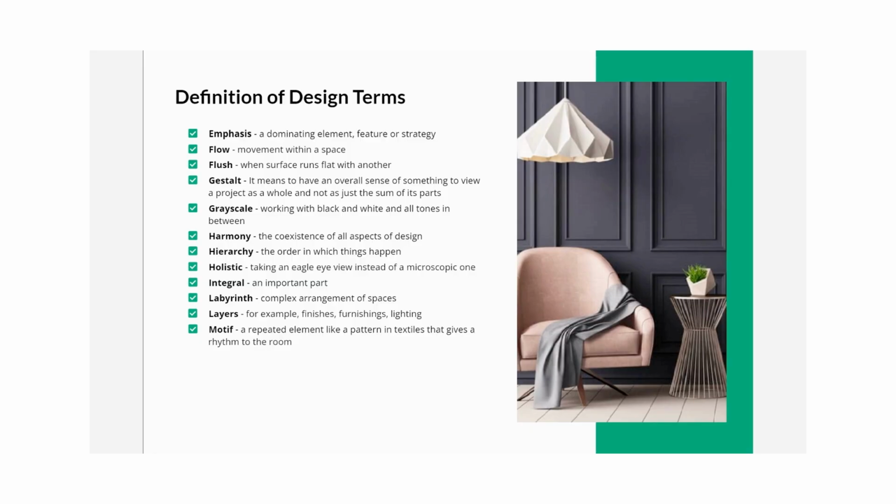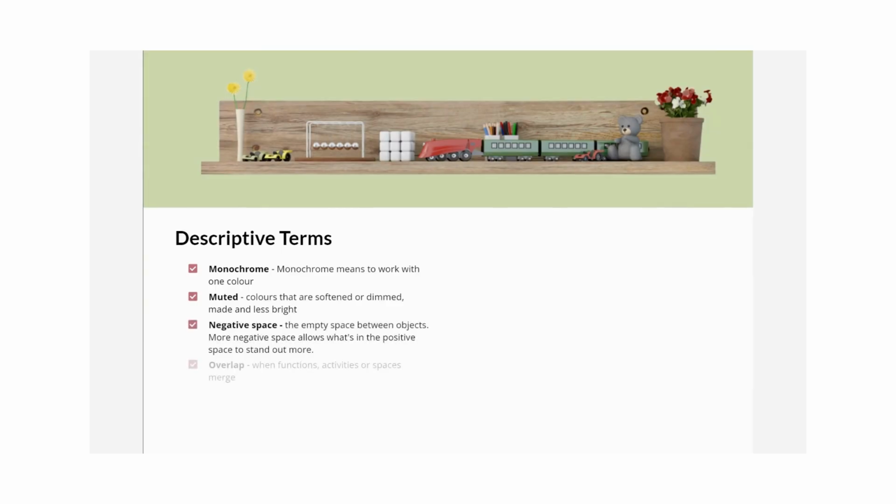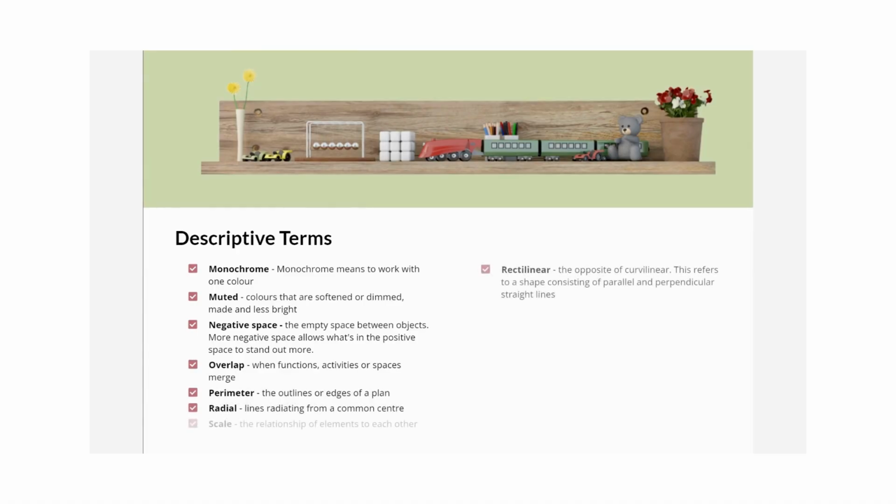Layers, for example, finishes, furnishings, lighting. Motif, a repeated element like a pattern in textiles that gives a rhythm to the room. Monochrome means to work with one color. Muted, colors that are softened or dimmed, made less bright. Negative space, the empty space between objects. More negative space allows what's in the positive space to stand out more.